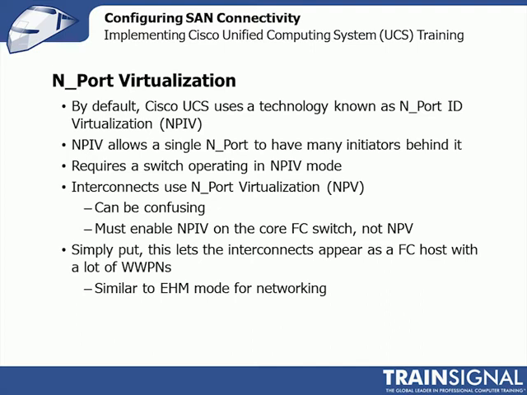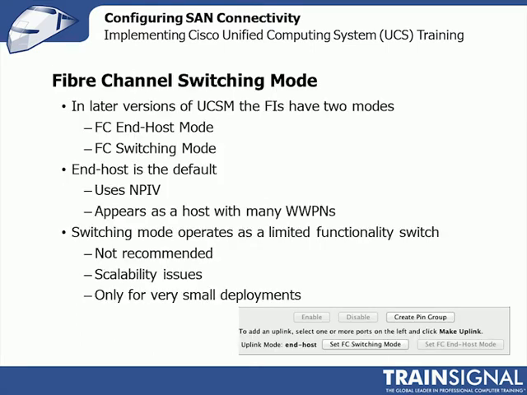To put it simply, it just lets the interconnects appear as an FC host with a bunch of WWPNs behind it, just like end-host mode for networking. In later versions of UCSM, the fabric interconnects have two modes. By default, we're in FC end-host mode, very much like the end-host mode on networking. But also like the networking side, we can enable this kind of limited functionality switching mode. So it turns around and makes it like a limited functionality MDS switch.